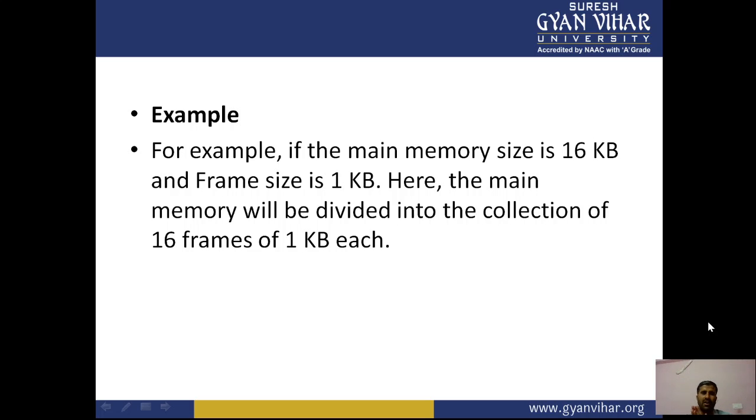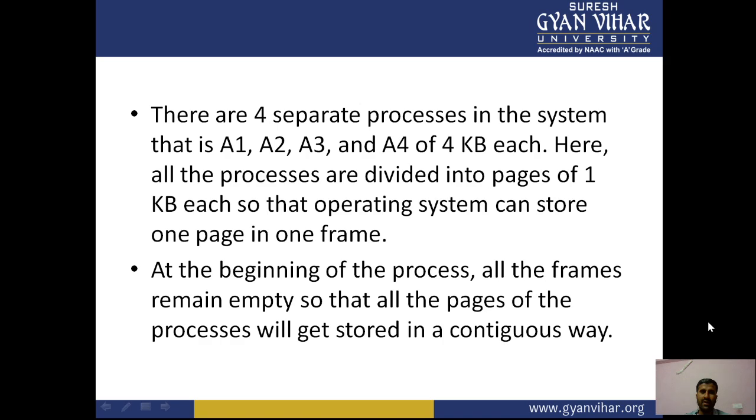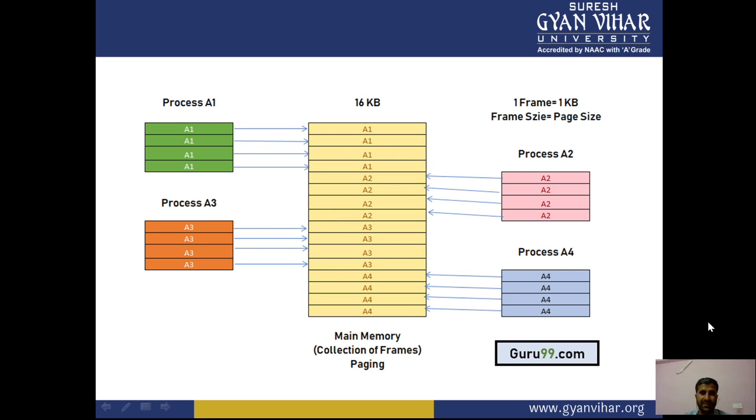With the help of this example, we can easily learn that if the main memory size is 16 KB and the frame size is 1 KB, then main memory will be divided into a collection of 16 frames of 1 KB each. There are four separate processes in the system, A1, A2, A3, and A4, of 4 KB each. All the processes are divided into pages of 1 KB each so that the operating system can store one page in one frame. At the beginning, all the frames are empty, so all the pages of the processes will be stored contiguously.